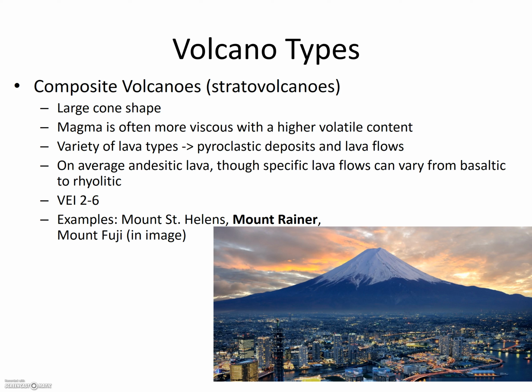Composite volcanoes, or stratovolcanoes, have a large cone shape. The magma is often more viscous, with a higher volatile content. It erupts a variety of lava types, including pyroclastic deposits and lava flows that are, on average, andesitic, though specific lava flows can vary from basaltic to rhyolitic. The volcanic explosivity index ranges from 2 through 6. Examples include Mount St. Helens, Mount Rainier, and Mount Fuji, as seen in this image.